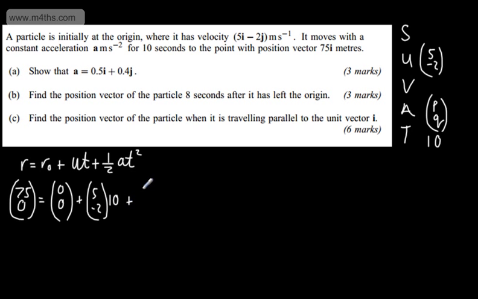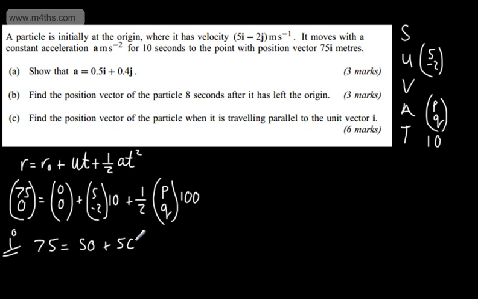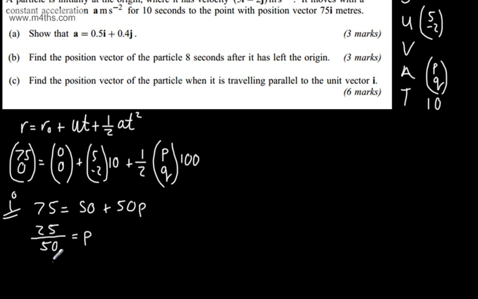Then we're going to have plus 1/2, and I'm going to use p and q. p is going to be the i component of acceleration, q is going to be the j component, and that's going to be multiplied by 10 squared. So this is just t squared, so that's 100. So if we look now at the i components, 75 must be equal to 0, plus 50 plus 50p. So subtracting now the 50, we can see that 25 over 50 will be equal to p, and we can say from here that p is equal to 0.5.